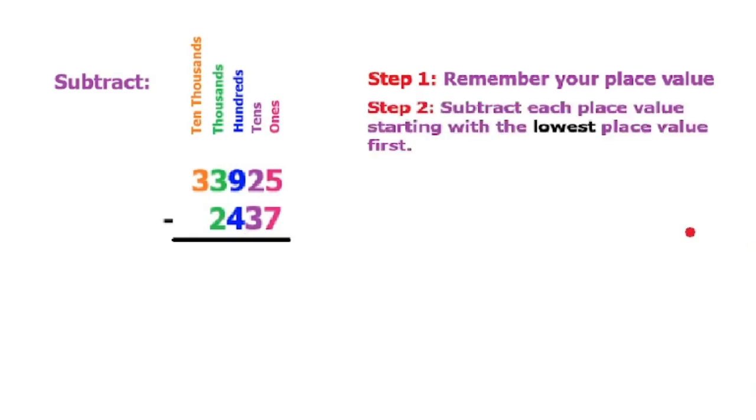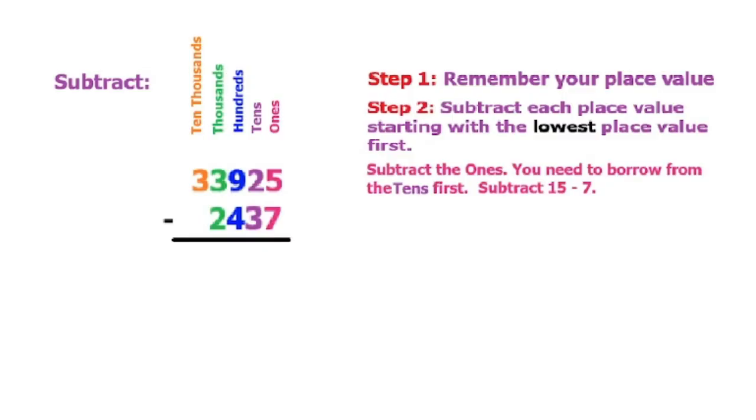Next thing to do is to perform your subtraction, and the way you subtract is you subtract each place value starting with the lowest place value first. So you start with this place value and you move this way. So you start with the ones, then you move to the tens, then the hundreds, and so on. So let's do the ones first.